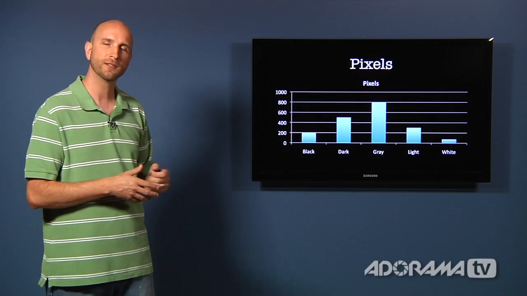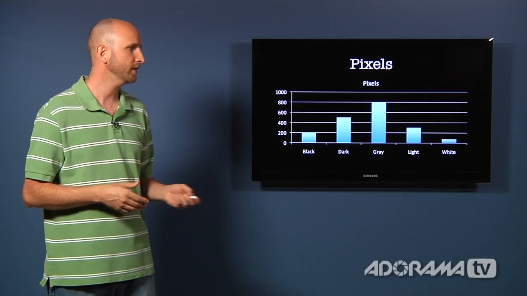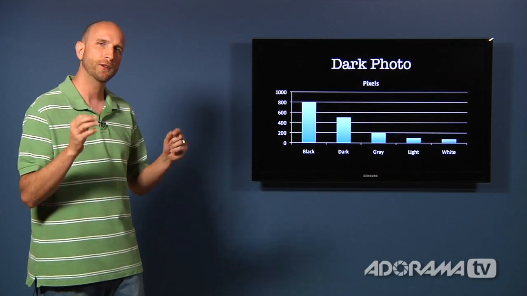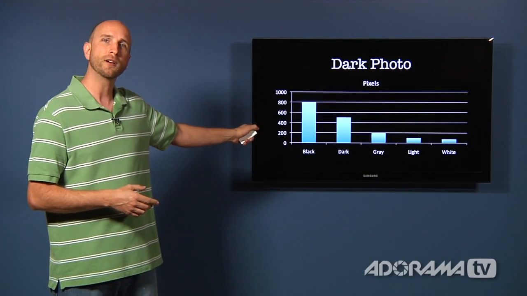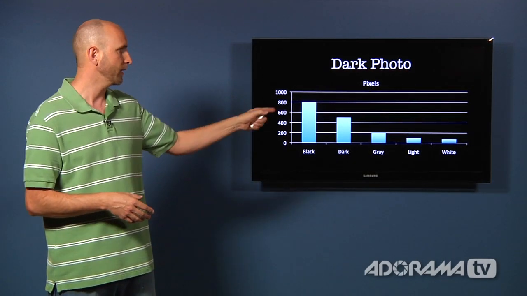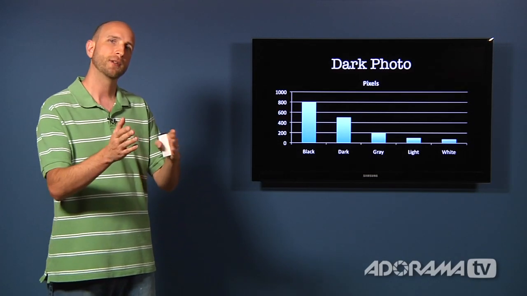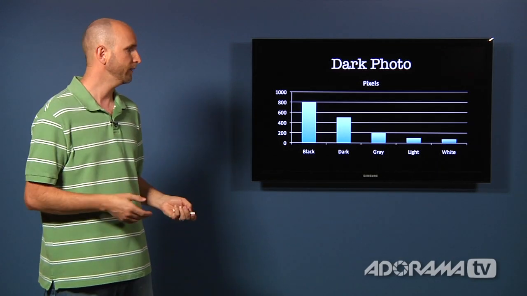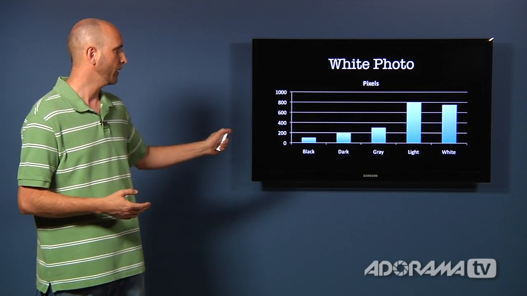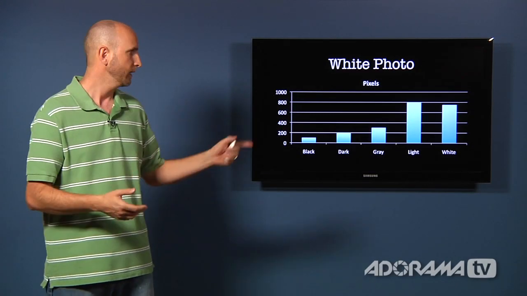Now, this is a fictitious chart, so I'm going to show you something that would look more realistic. If we had a photo with a lot of dark in it, you could see that there are going to be more dark and black pixels than there are light and white pixels. And so our histogram would look like it has more values on the left-hand side than the right. Or if we had a white photo, our pixel count would show that we have more light values and white values than dark values.